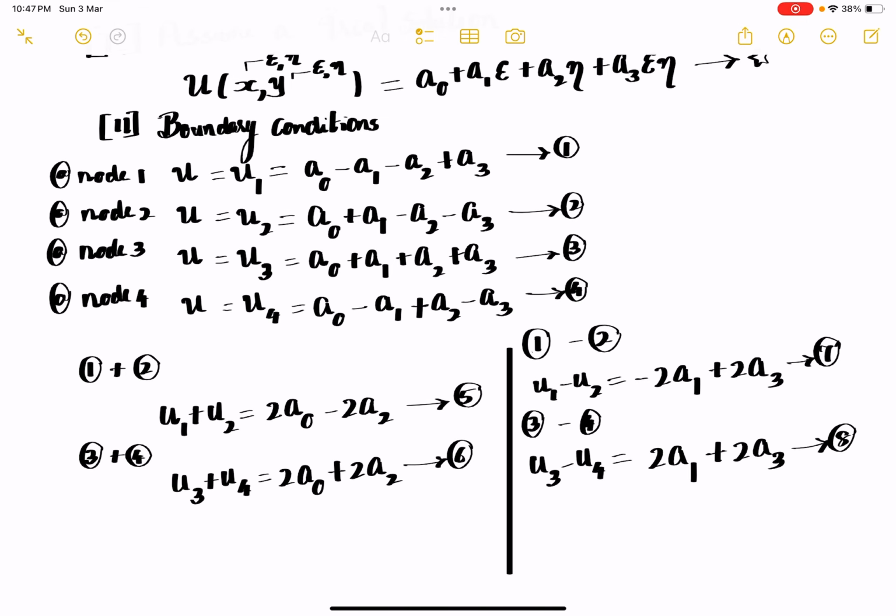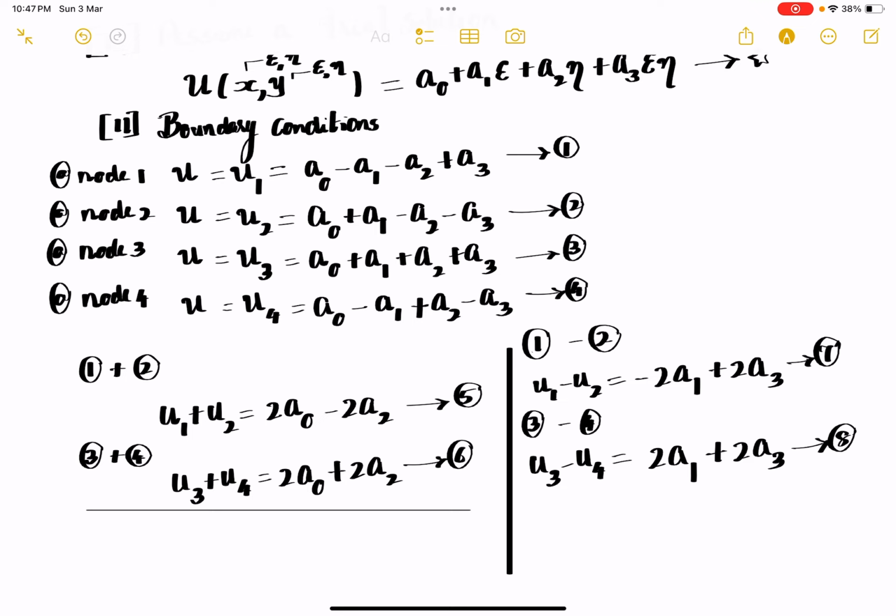So what I did: 1 plus 2, I get equation number 5. 3 plus 4, I get equation number 6. 1 minus 2, I get equation number 7. 3 minus 4, I get equation number 8. Now, all I have to do is solve 5 and 6 to get the value of A0 and A2, and solve 7 and 8 to get the value of A1 and A3. So let me do that.